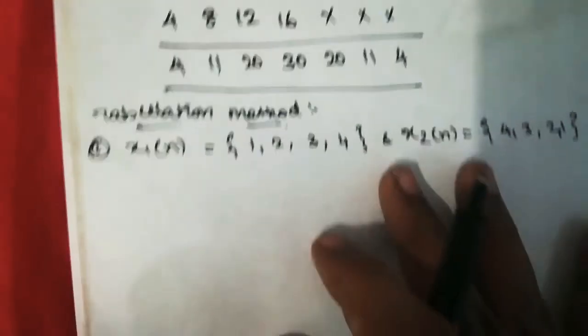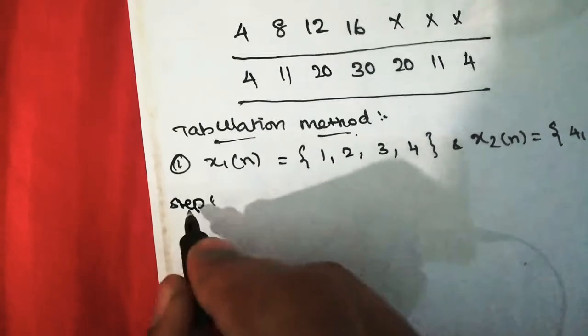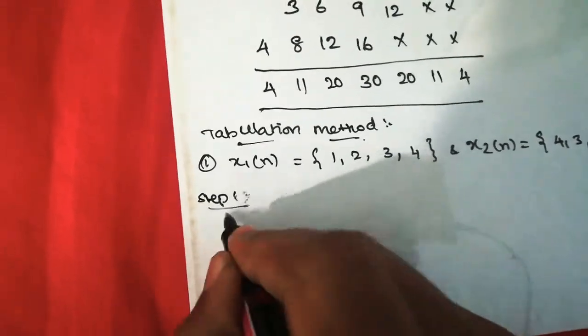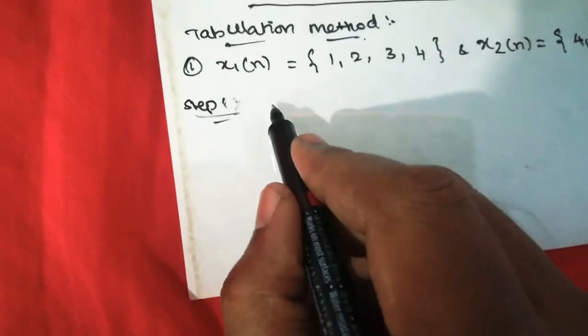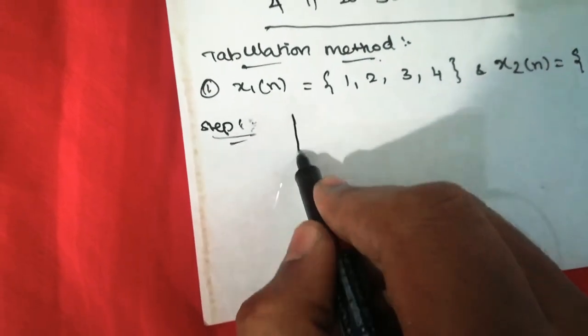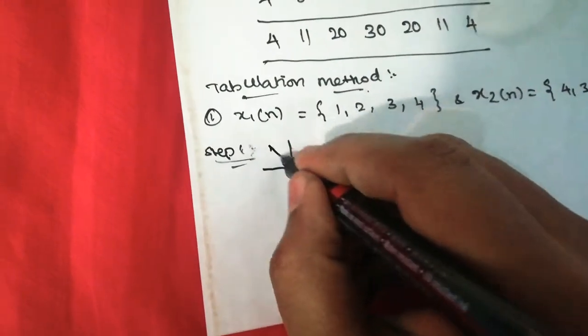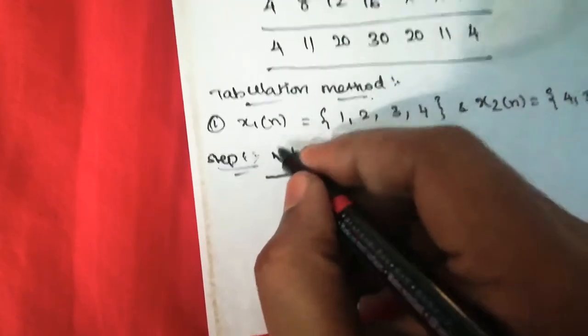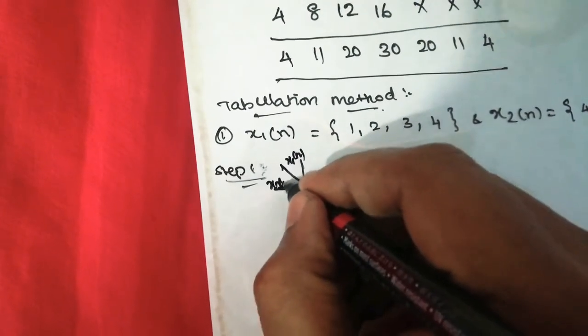Okay, same problem only, but I solve it by using the tabulation method. So step 1, draw one table and mention x1 of n and x2 of n. So how to draw is, you draw like this, you split like this with diagonal elements. Here you have to take x1 of n, here you have to take x2 of n, the other sequence.